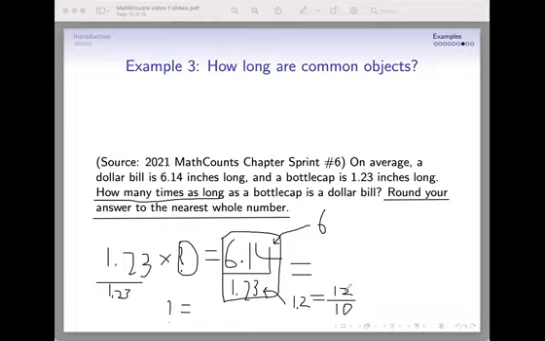6 divided by 12 is a half. 10 divided by 2 is 5. So this is not equal to, but it's just approximately 5, right? So the answer should be 5. And how do we know it's 5 and not 4 or 6?